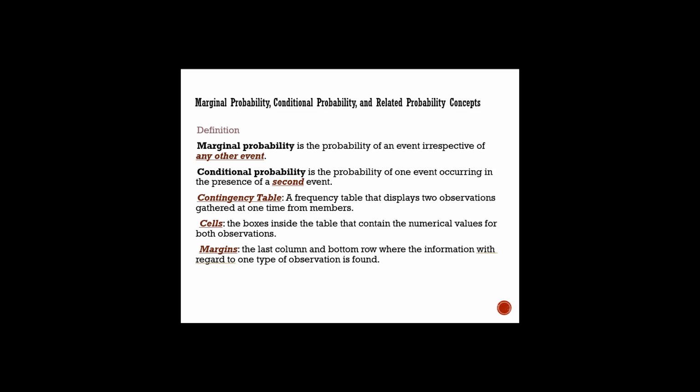Conditional probability is sort of the opposite. It's the probability of one event occurring in the presence of a second event. In other words, something else has to happen, and this has to happen in conjunction with it. That's what we call conditional probability.